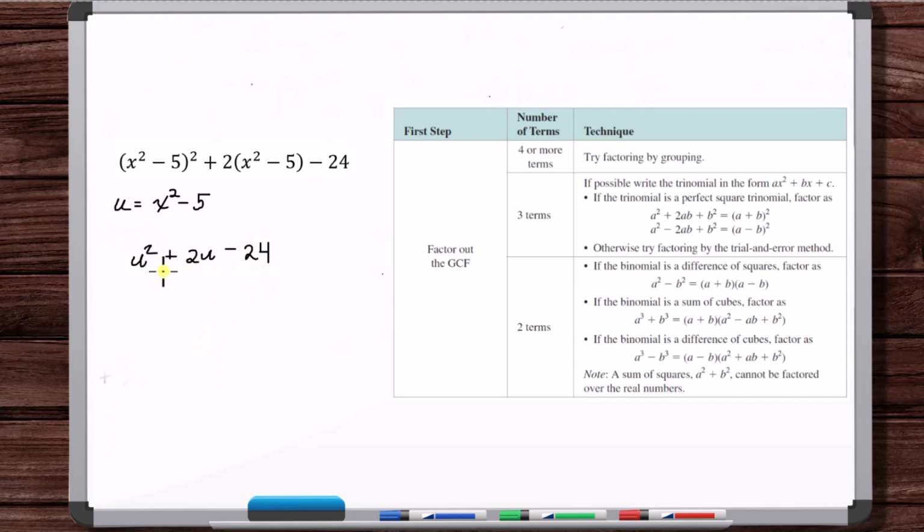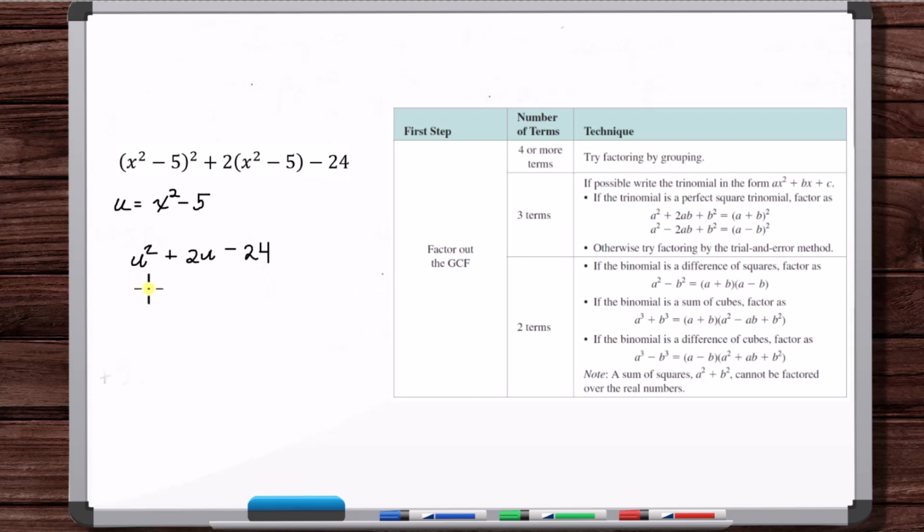Let's factor this. Is there a greatest common factor? No. How many terms? 3 terms. Is this a perfect squared trinomial? Well, square root of u squared is u. Square root of 24 is 2 root 6. So this is not a perfect square trinomial. And this is a good example of, you can't take the square root of something and get a negative number anyway, right? So if you look at the perfect square trinomial formula, it's always plus b squared, right? So this is not a perfect square trinomial.